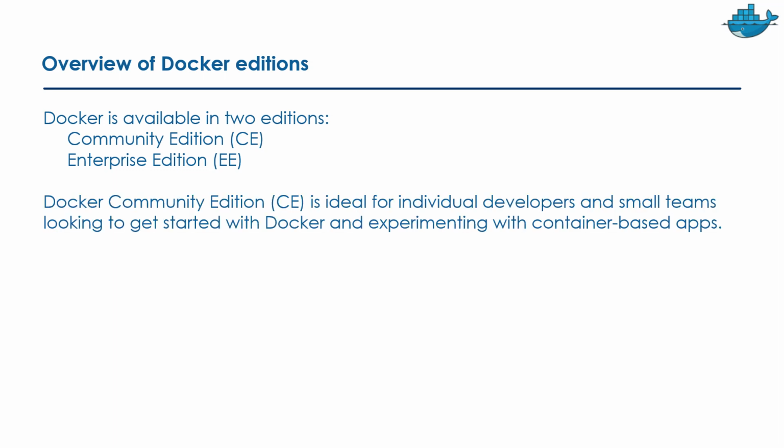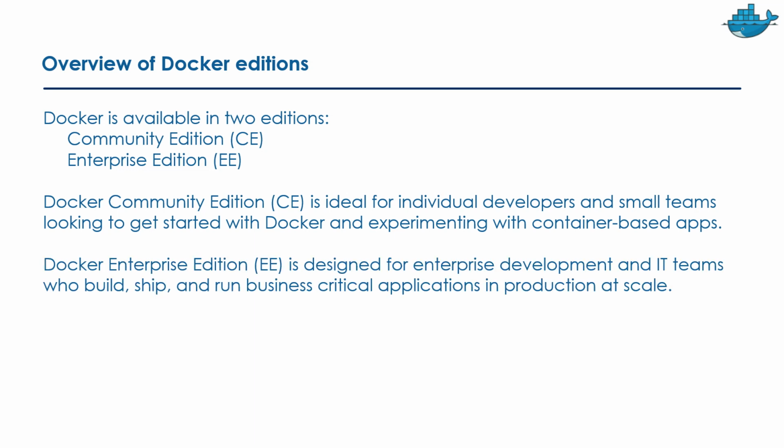Community Edition is ideal for individual developers and small teams looking to get started with Docker and experimenting with container-based apps. Whereas Docker Enterprise Edition is designed for enterprise development and IT teams who build, ship, and run business-critical applications in production at scale.